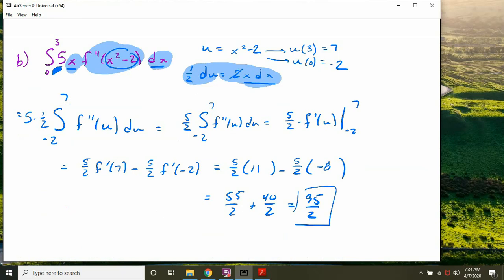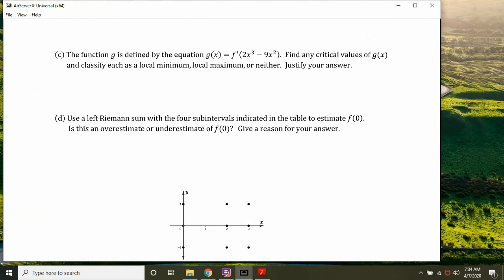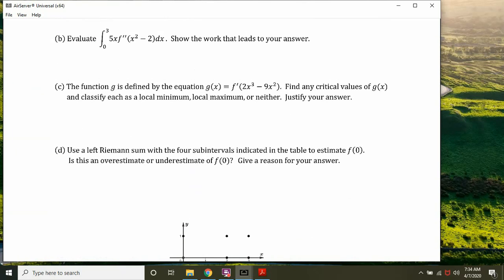All right. Let's take a look at part C. The function g is defined by the equation g of x equals f prime of 2x cubed minus 9x squared. Find any critical values of g of x and classify as local min, max, or neither. So critical points are where the first derivative is 0 or undefined. And then we'll test the sign change around those points to determine if we have max or mins.